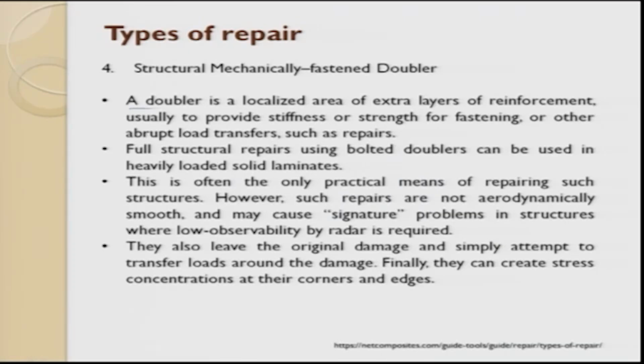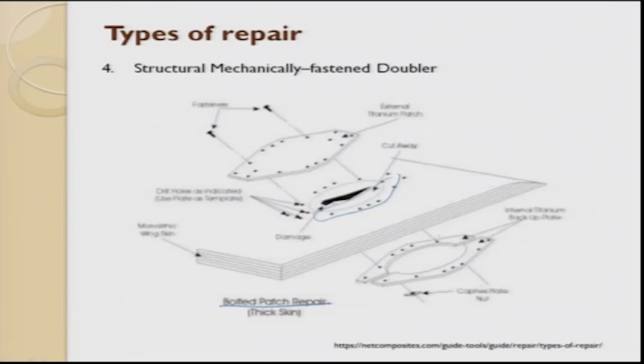So, here a doubler is a localized area of extra layer of reinforcement, usually to provide stiffness or strength for fastening, or any other abrupt load taking such a repair. So, here this is what I discussed here. So, here this is often the only practical means of repairing such structures. However, such repairs are not aerodynamically smooth and may cause signature problems in structures where low observability by radar is required.